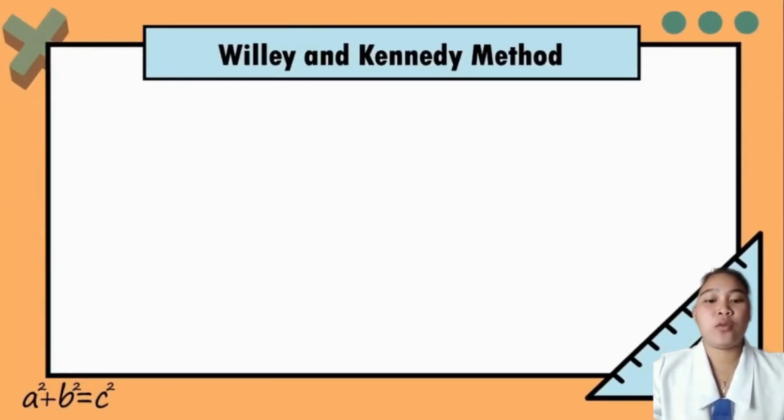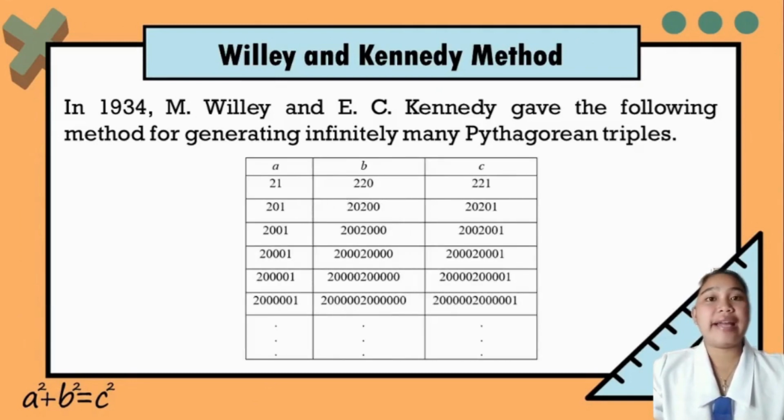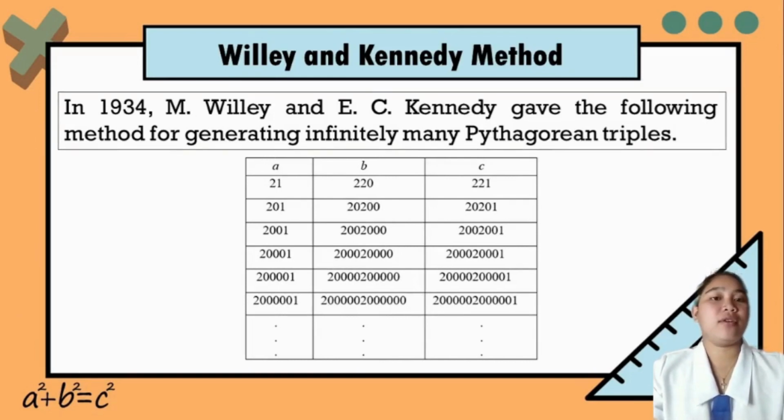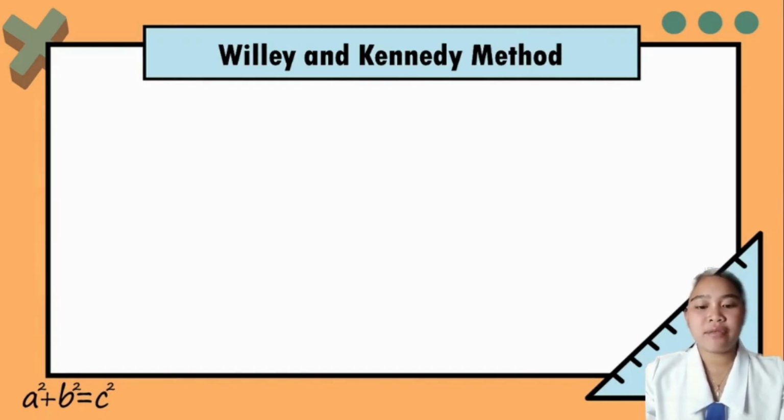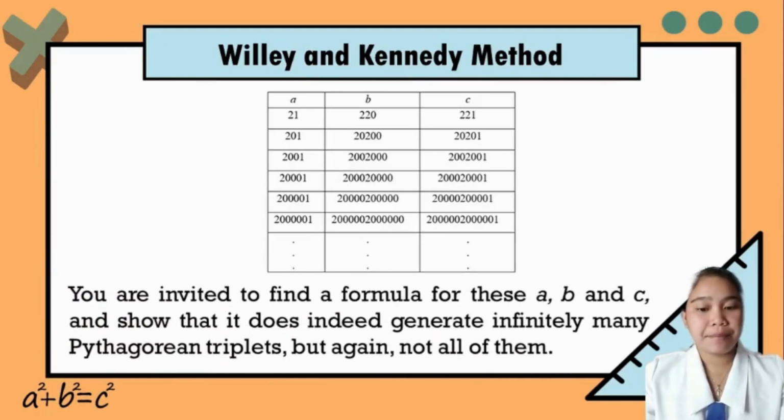Next method is the Wiley and Kennedy method. In 1934, M. Wiley and E.C. Kennedy gave the following method for generating infinitely many Pythagorean triples. So we can see here the table of a, b, c. You are invited to find a formula for this a, b, and c and show that it does indeed generate infinitely many Pythagorean triples, but again, not all of them.